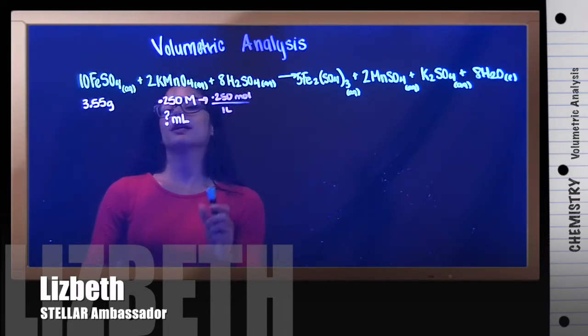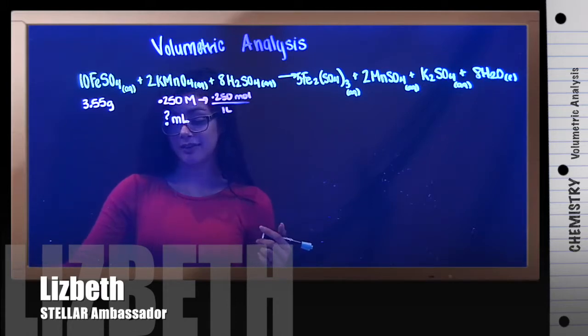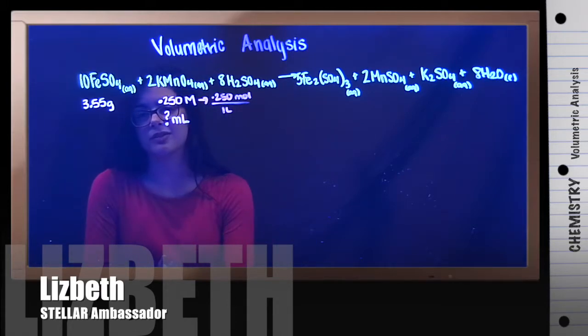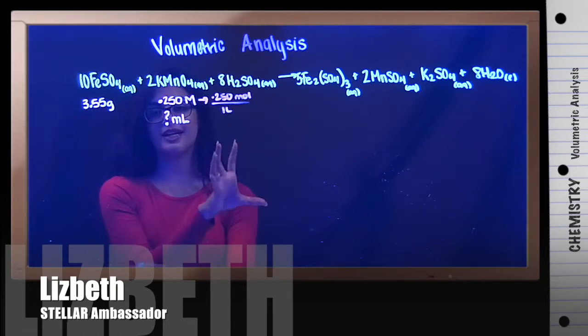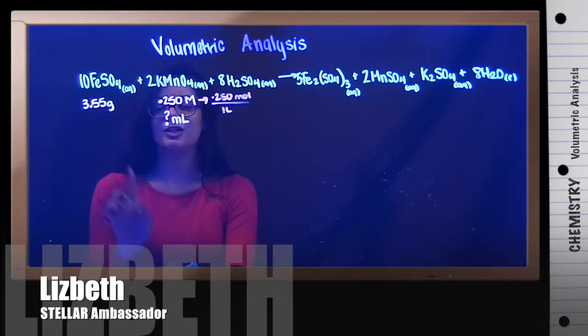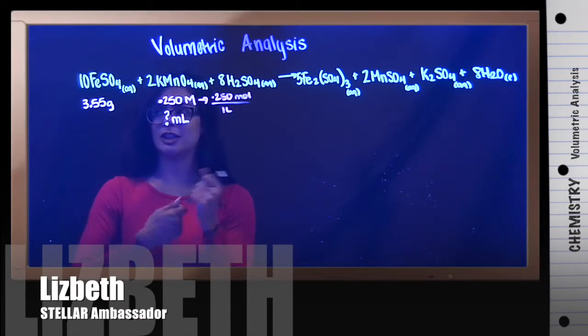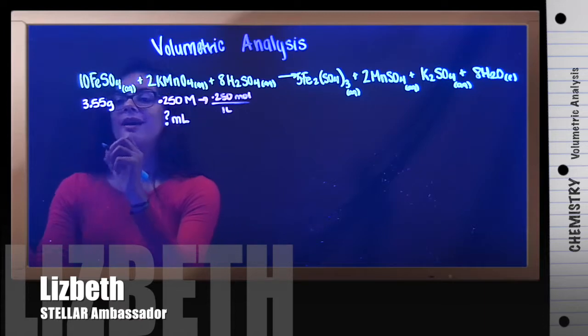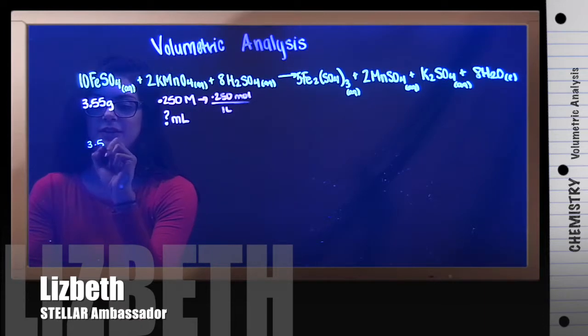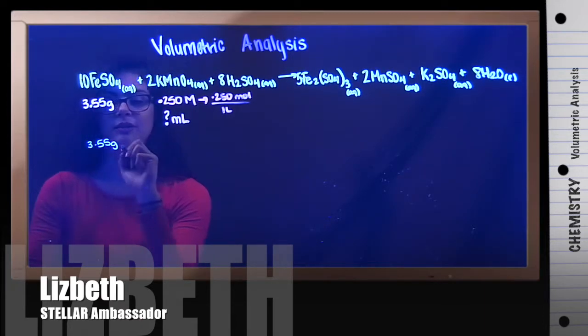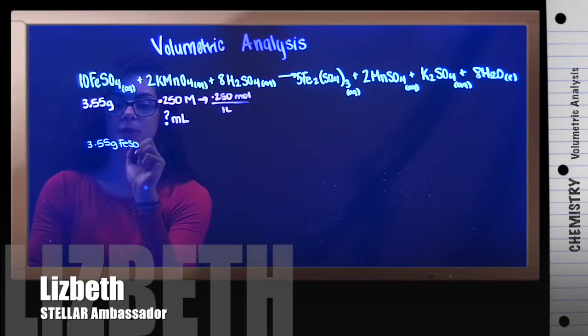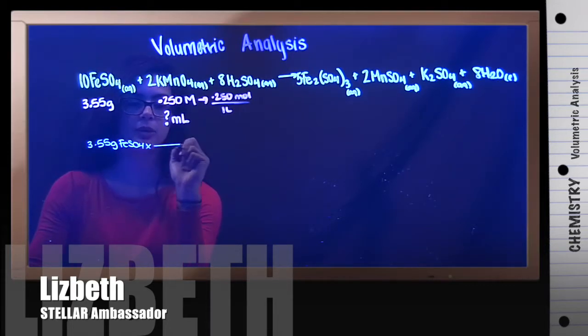So here is my thought process, right? A lot of times we look at our problems and we don't really know where to start. Usually when we're given grams and molarity, the very first thing you should do is try to convert these grams to moles and see what else you can do. So let's do that first, all right? We have the 3.55 grams of iron(II) sulfate, and we're going to go ahead and convert that to moles using the molar mass.